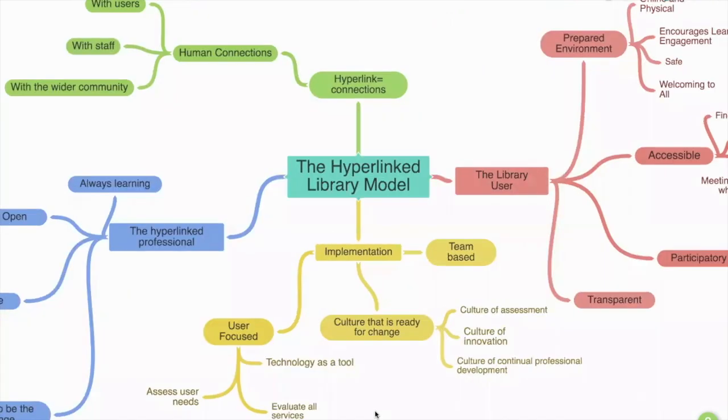I know that this outline barely scratches the surface of what we covered in this course, but it's a start. I think that Maria Ostergaard summed up the philosophy of the hyperlinked library model best in one of my favorite quotes from this course. We designed our libraries for people, not books.